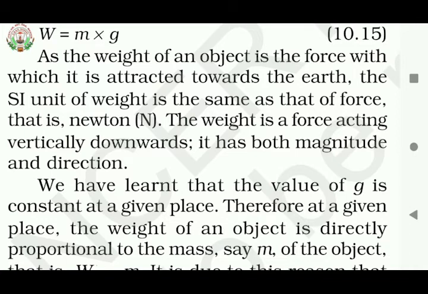In the interplanetary space where g is equal to 0, the weight of a body becomes 0. Because of this, we feel weightlessness in the space. Thus, the weight of a body can be 0. Mass of a body cannot be 0, but weight of a body can be equal to 0.